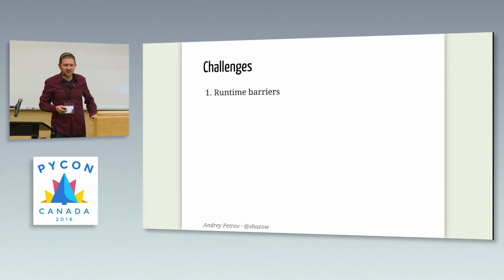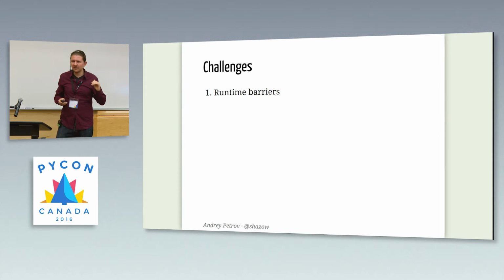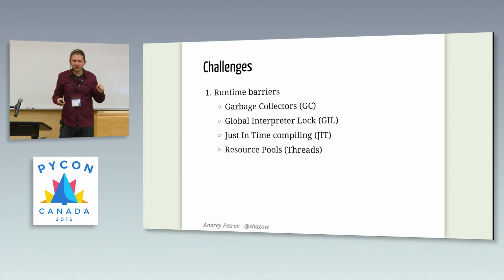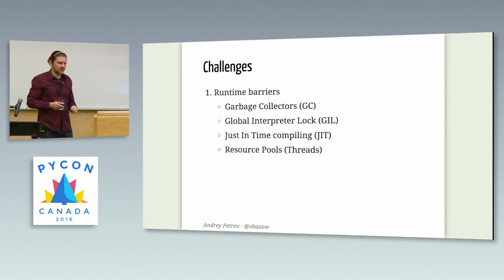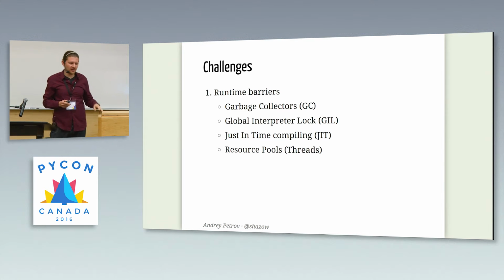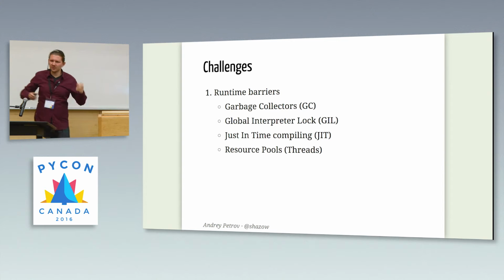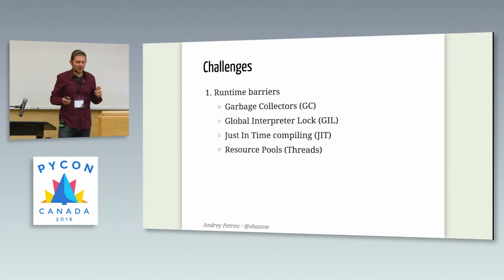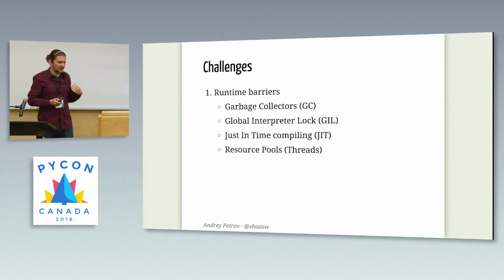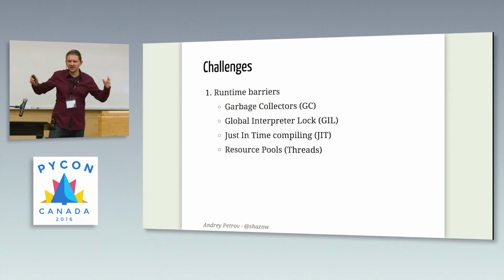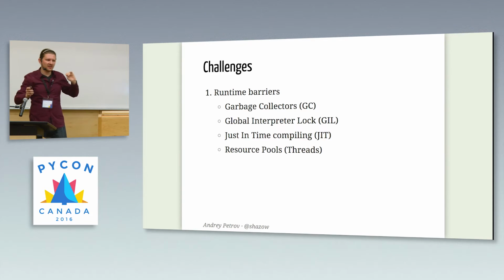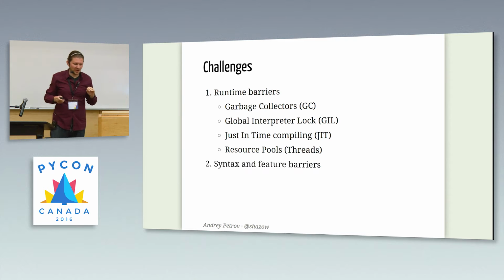So before we dive into that, we need to keep in mind that we're going to run into some challenges along the way. Both Python and Go have their own runtimes, and that includes the GC, the global interpreter lock. If you're using PyPy, you have a just-in-time compiler which can rearrange what's being executed on the fly. You have resource pools. So there are also things that both sides have that we need to worry about, how they interact with each other.